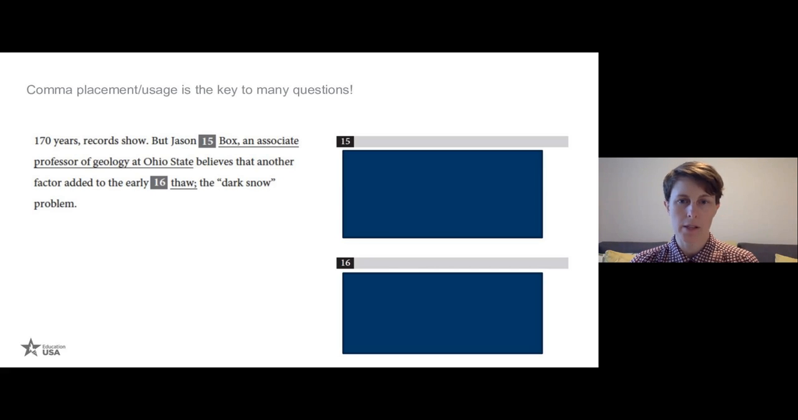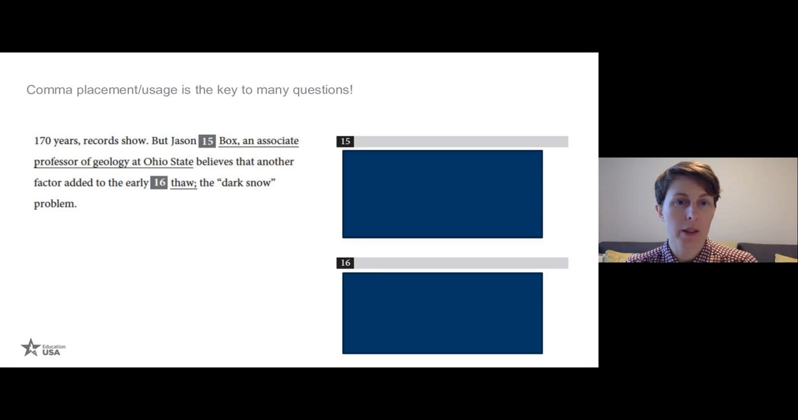Maybe a run-on sentence. But remember, you're only working on the part that's underlined, right? So maybe as you read the whole sentence, you're not sure about that, but we're not being tested on the entire sentence for number 15. We're just being tested on that portion of the sentence, so we're being tested on the punctuation that's happening just in that section.